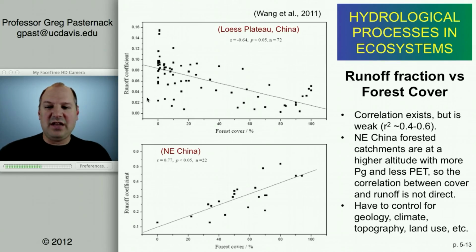And so these fractions tend to go from 0 to 16, 0.16 or 16% of the water. So if we look at the Loess Plateau, you can generally see that there is a correlation here with an R of negative 0.64. That means that since it's a negative relationship, as forest cover increases, the amount of water that goes to runoff, or the fraction of that, decreases.